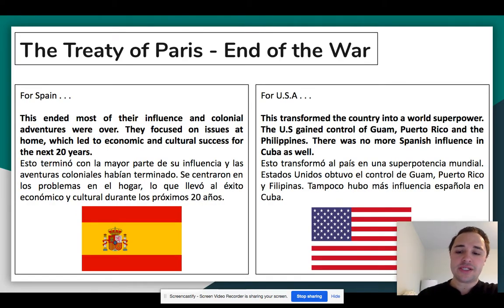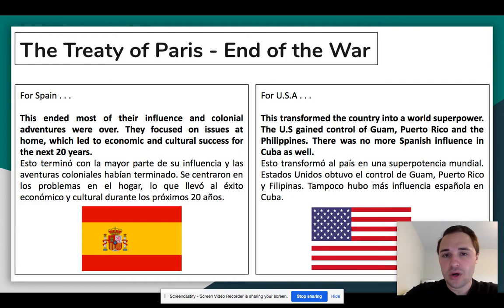So, before I discuss the end of the war, it was a short lived war. It was only a couple of months. The United States did, of course, outweigh and win the war from Spain and defeated Spain. The war did end with the Treaty of Paris. The Treaty of Paris was signed to end the war.